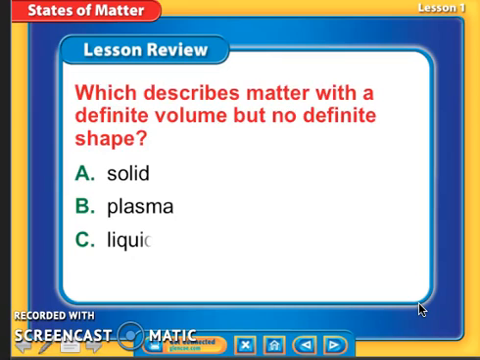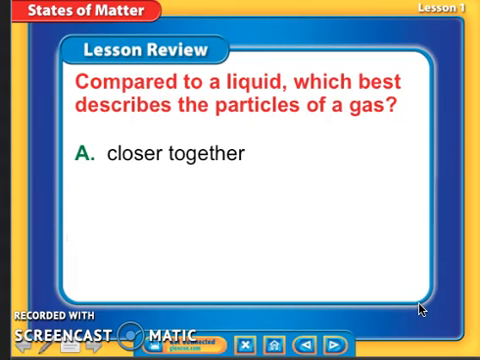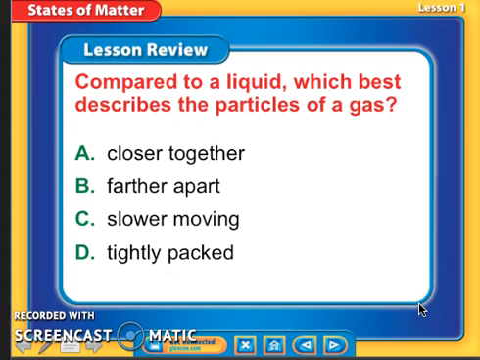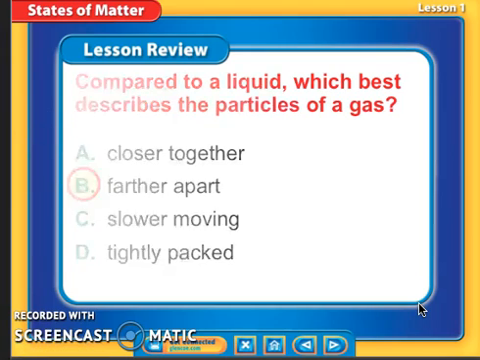So let's take a little quiz. Put 1, 2, 3, or 4 in your head, or A, B, C, and D with your fingers. Which describes the matter with a definite volume but no definite shape? If you said liquid, you were correct. Compared to a liquid, which best describes the particles of a gas? Are they closer together, farther apart, slower moving, or tightly packed? Now, compared to a liquid, think about a gas. In a gas, they are farther apart, okay?